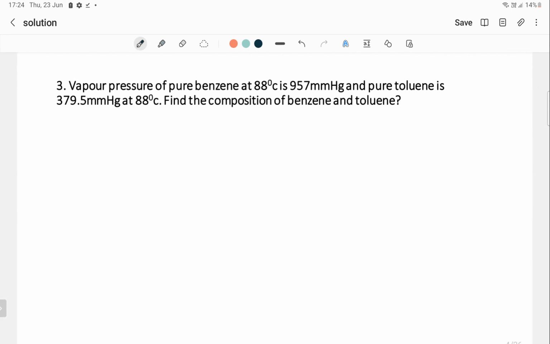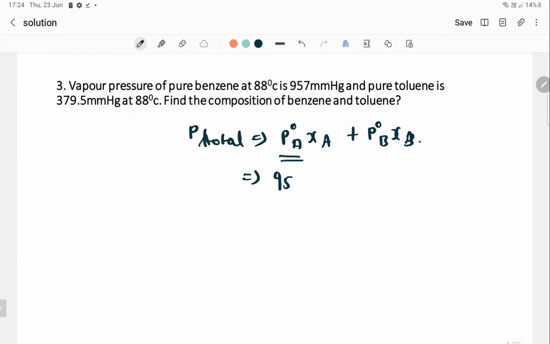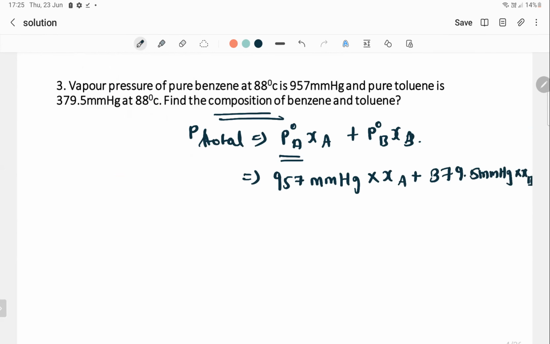So here, see, they have asked for the vapor pressure of pure benzene. So fine, we have to find the composition. Similar one. P total is equal to P naught A XA plus P naught B XB. Okay. So now, what is your P naught A? 957 mmHg into XA, we don't know our XA because that is what we need to find. Correct? Composition. And P naught B is 379.5 mmHg into XB. So, how will you proceed after this?